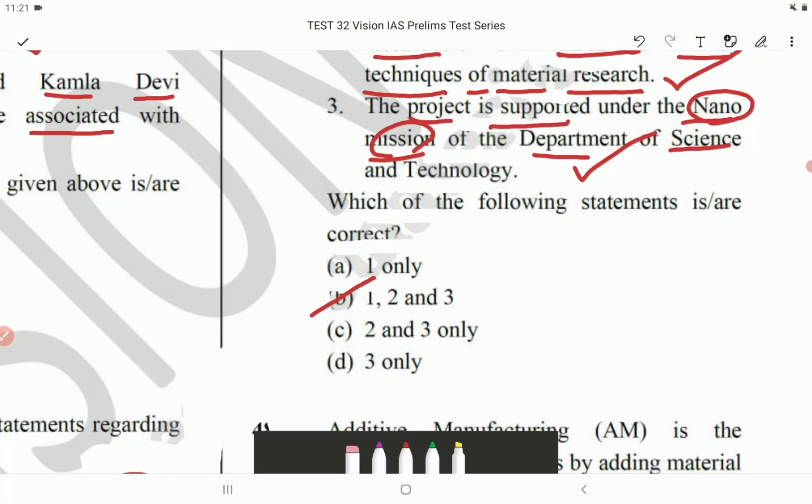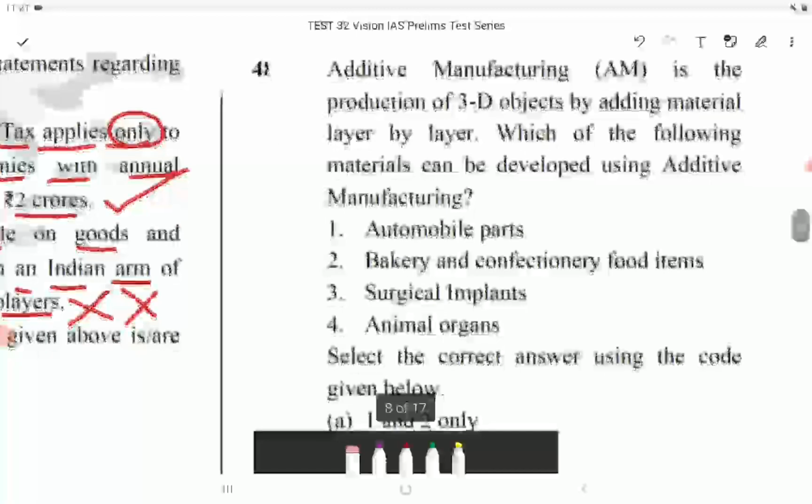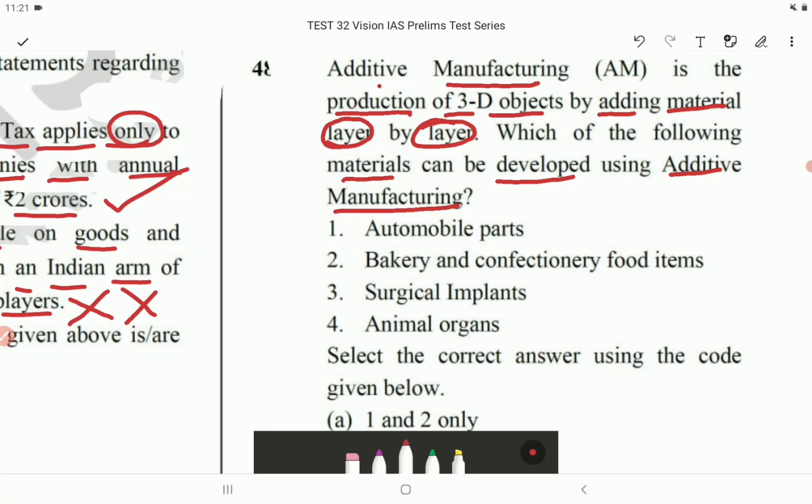Now let's come to question number 48. Additive manufacturing, or we can call it as 3D printing. So additive manufacturing is the production of 3D objects by adding material layer by layer. Which of the following materials can be developed using additive manufacturing or 3D printing? Number 1, automobile parts. It's correct. Automobile parts can be made by using this method.